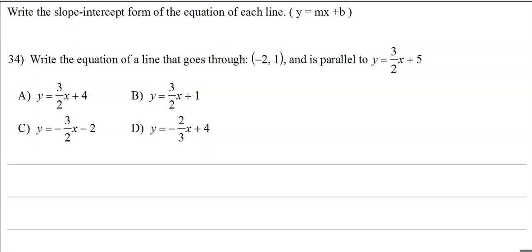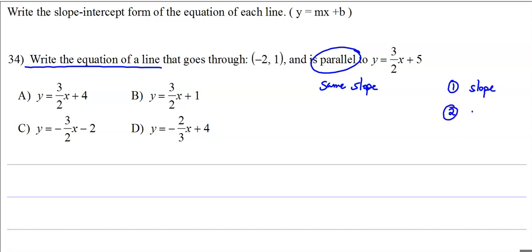Well, unlike perpendicular, parallel is nice because we get to use the same slope. So whenever I want to write the equation of a line, there's two steps. Step number 1 is I need to have a slope. And step number 2 is I need to have some point that it goes through. If I can get the slope and I can get a point, we're really good to go.